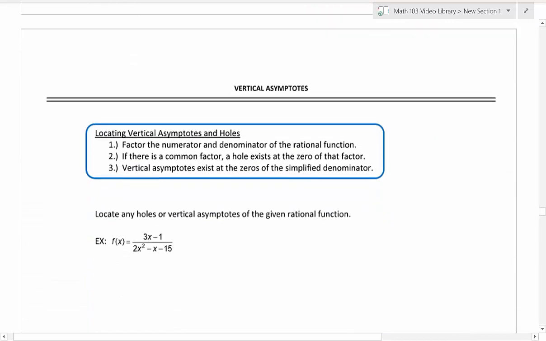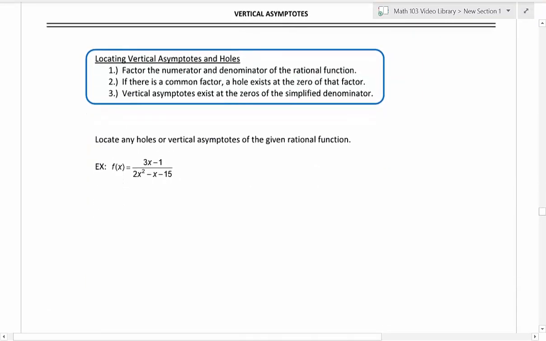So how do we locate vertical asymptotes? To locate vertical asymptotes and holes, we're going to start by factoring both the numerator and denominator of the rational function. We're actually going to look for holes first. If there is a common factor, a hole exists at the 0 of that factor. You're going to simplify the rational function by canceling the common factor, and then make a note that there's a hole at the 0 of that factor. Then we'll look for vertical asymptotes. Vertical asymptotes exist at the zeros of the simplified denominator.